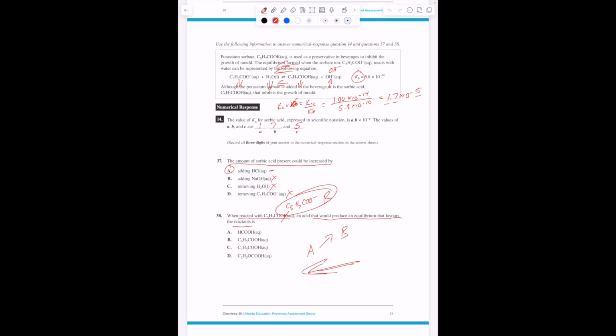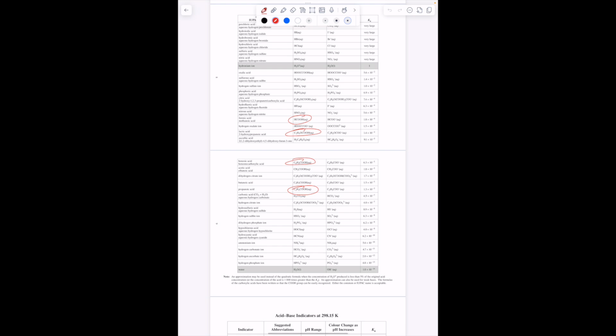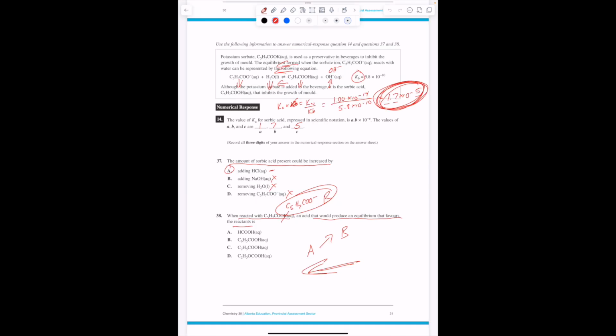Okay, I gotta go back here. Well, I know this, right? The Ka is 1.7 times 10 to the negative 5. 1.7. Yeah, right there. Okay. So my C5H7COO negative goes right there. So there it is. When that acid is below that base, it will favor reactants. So the answer is C2H5COOH. That one, C. Okay, that's how you figure that one out.